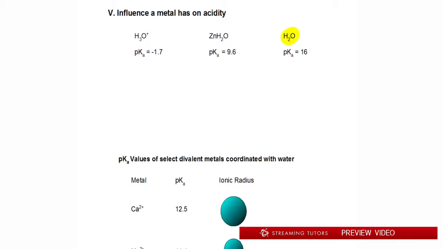Now, what if I put a hydrogen on that water and made it H3O plus? In that case, H3O plus is a very powerful acid, with a negative pKa. Anything lower than 0 is a very strong acid. So water is not strong, but its conjugate acid is very strong, right? Now, what about something in between? What if you want to make water acidic, but not as acidic as negative 1.7? Well, that's where this metal comes in.